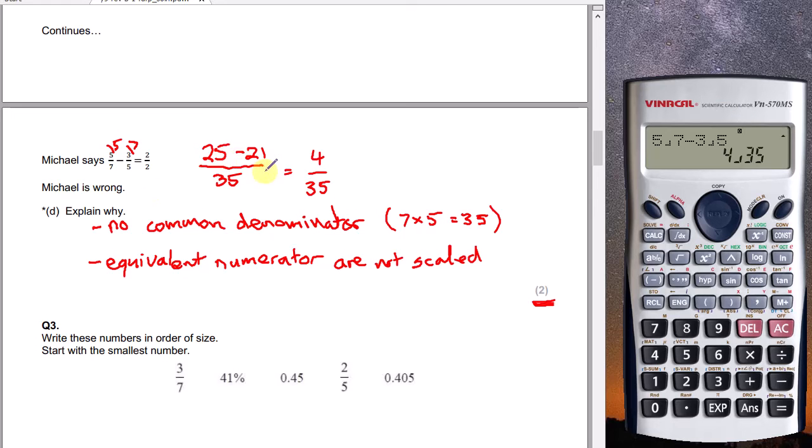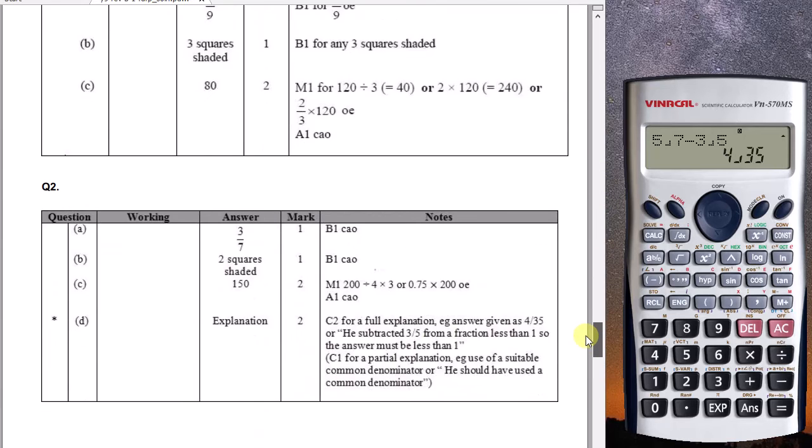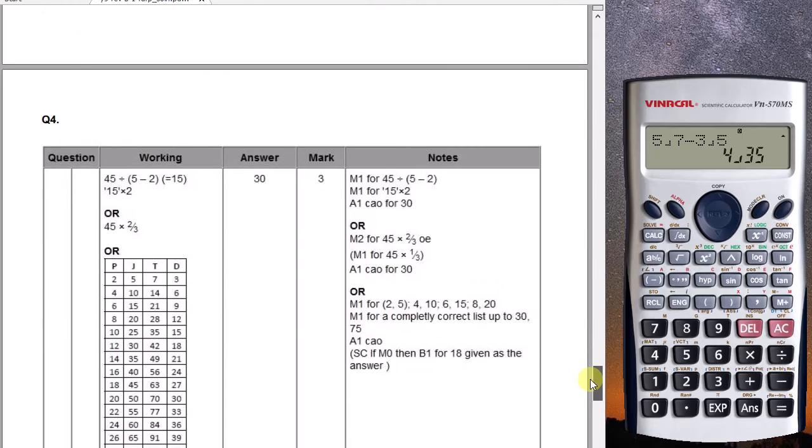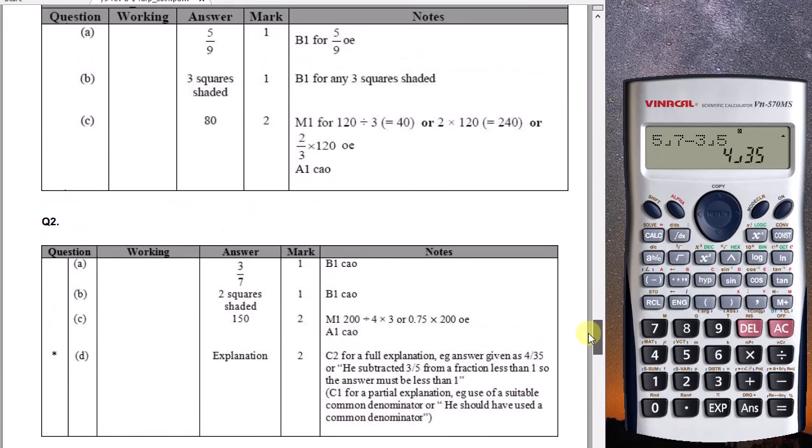We'll just do a quick check in the mark scheme, but you should be allowed that answer just by showing the correct calculation. But you must show. So let's just scroll through. Oh, there we go. 2 marks for full explanation. Answer given as 4 over 35. Or you subtracted 3 and 5 from the fraction less than 1, so the answer must be less than 1.